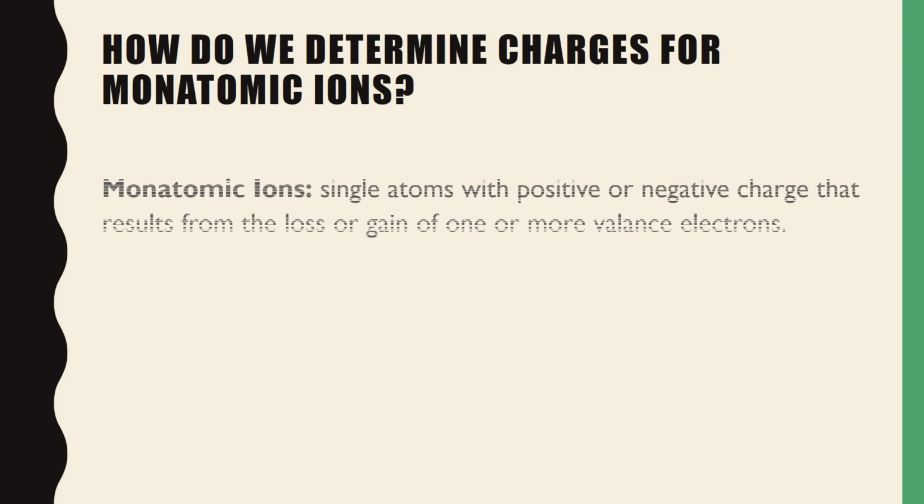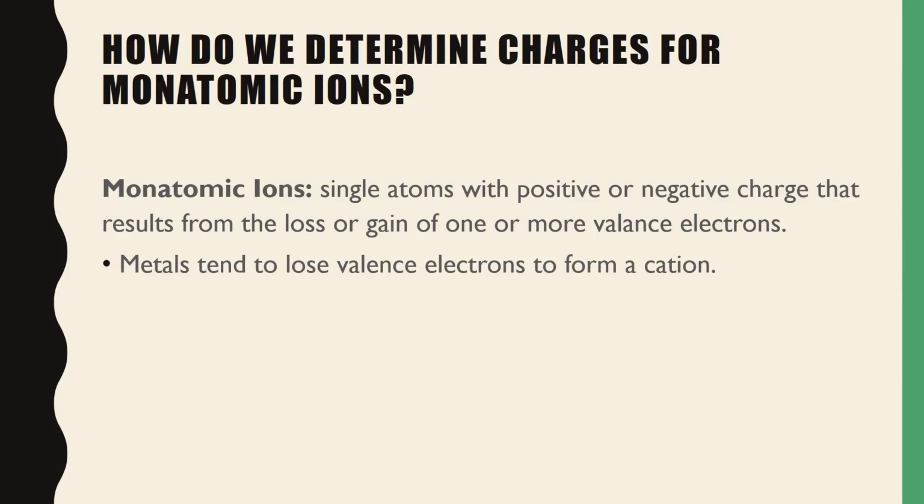What exactly are monatomic ions? They're single atoms with positive or negative charge. So we're talking about your cations and anions that we've been discussing before, and how they gain or lose electrons, specifically valence electrons, to reach stability.